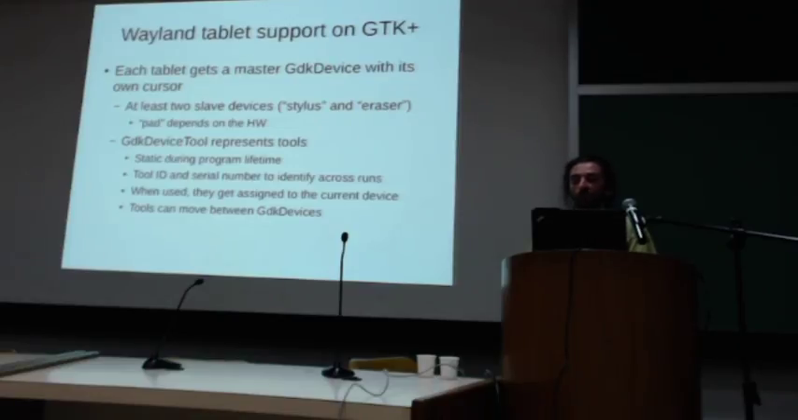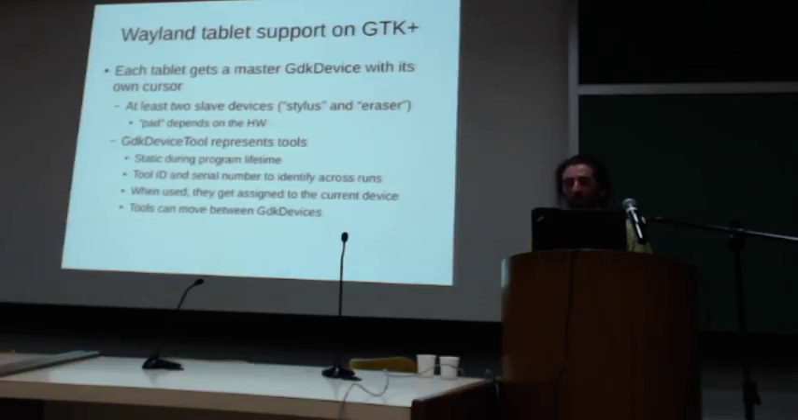And of course, the tool ID and the serial number can be used to identify that same device across runs, as in you can configure in GIMP the pressure curve and whatnot, and they can actually stay for that single stylus across runs. With GIMP, you start it again and it works. So yeah, the GTK device tool gets attached to a device when you use it. So you receive events from GTK devices, but you can pick the GTK device tool that goes in these events.